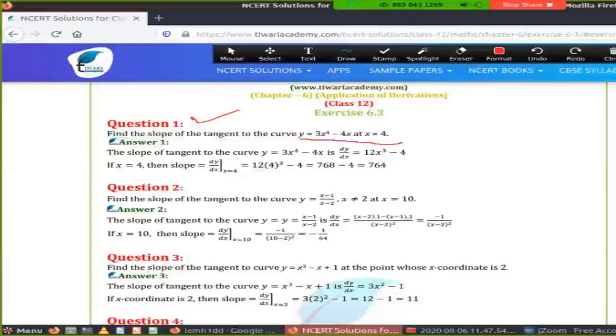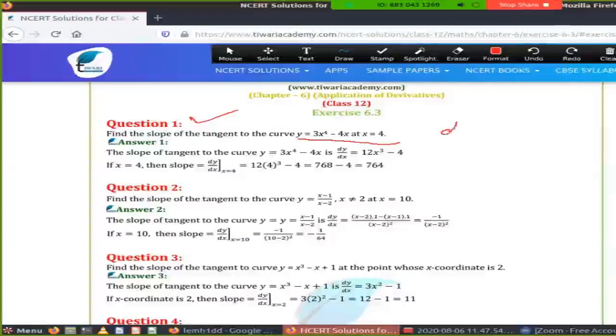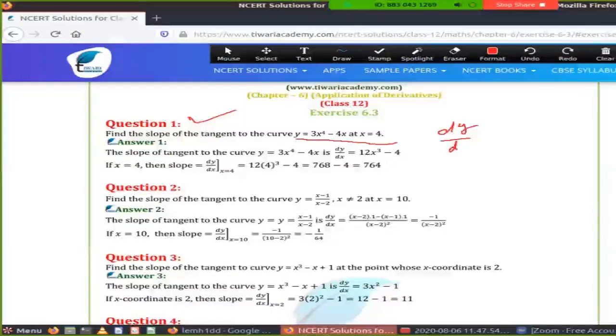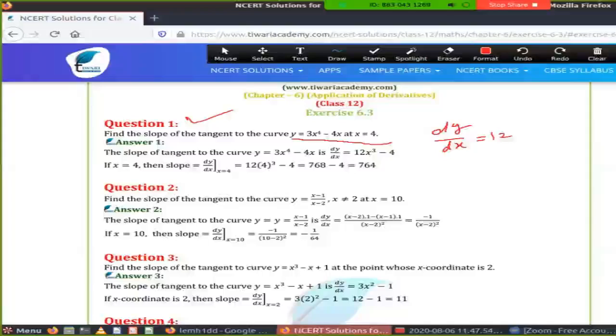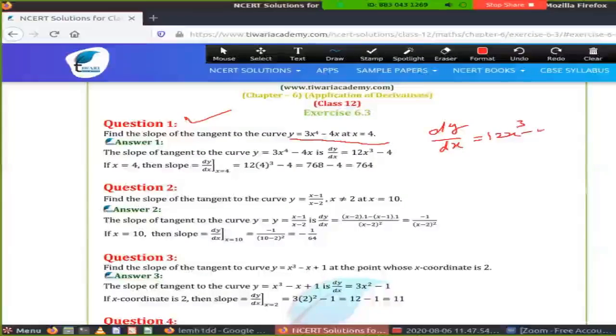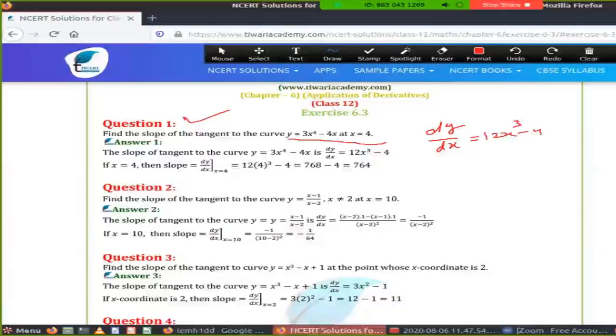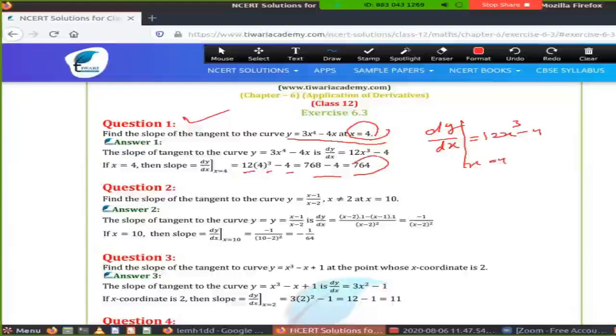To get the slope, what you have to calculate? The derivative of the given curve equation. The derivative is equal to 12x cube minus 4, and you want to calculate the slope at x is equal to 4. It means at x is equal to 4, what is the value of this derivative? Here we'll put 12 into 4 cube minus 4, 768 minus 4, that is equal to 764.